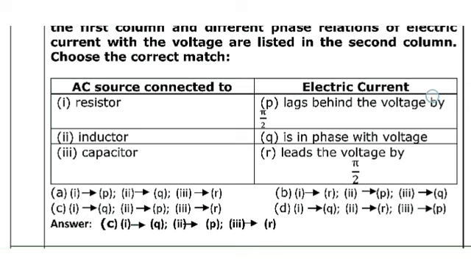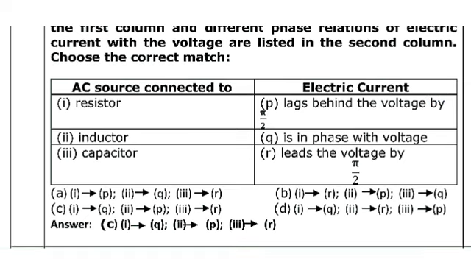We have to match the following. Now we have the first one as resistor. We have to match resistor with which one in column 2? In the first column we have resistor, inductor, capacitor. For capacitor we already know it leads the voltage by pi by 2, and for inductor it lags behind the voltage by pi by 2. The remaining one is resistor, so we can say resistor is in phase with voltage.